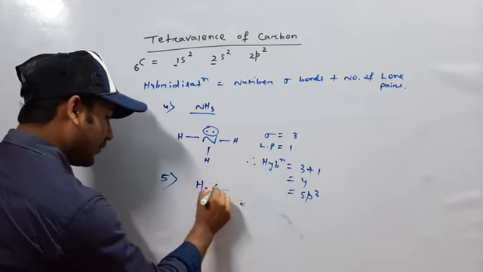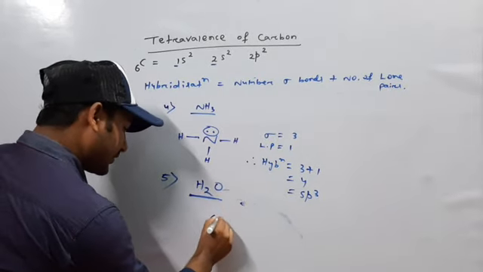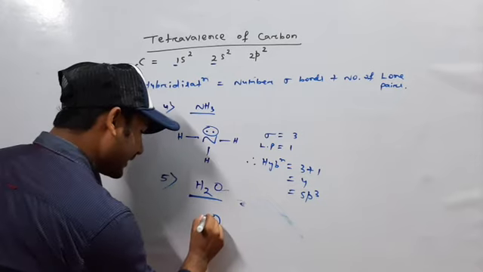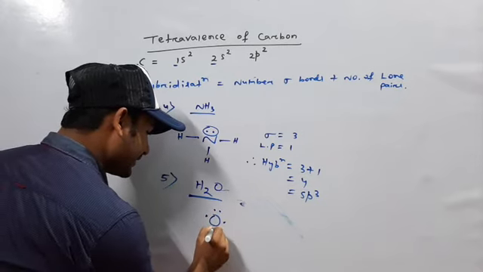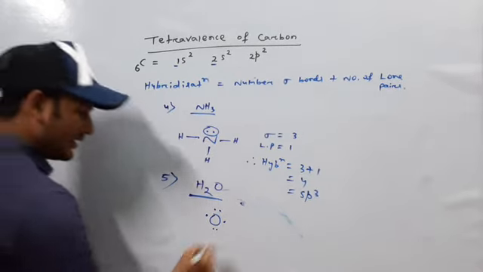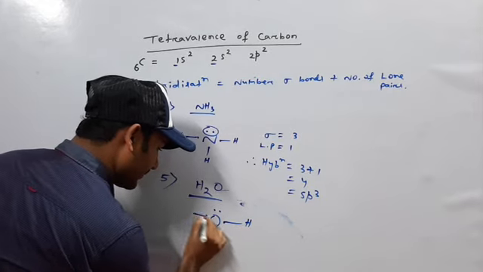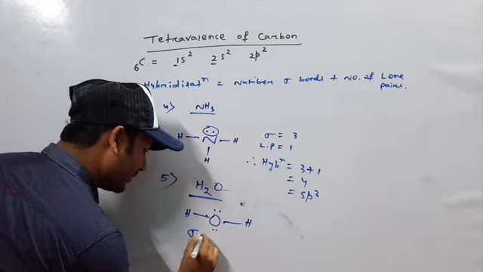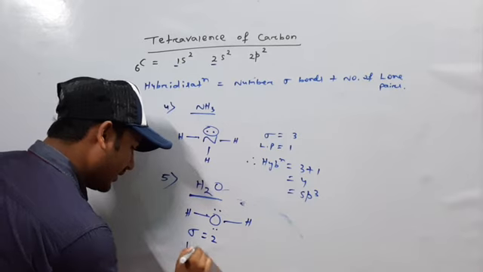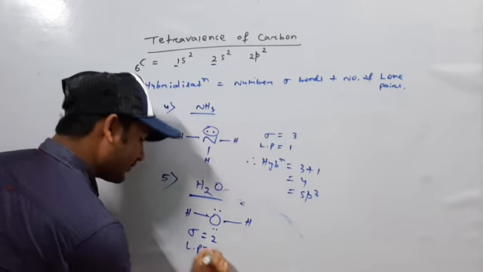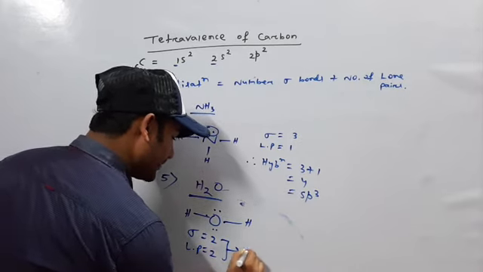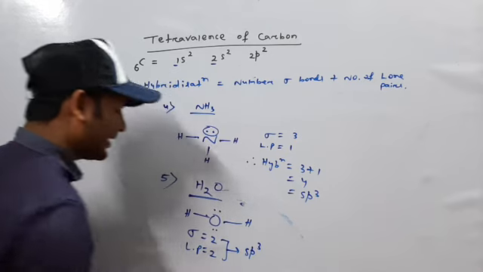Take another example, water. Oxygen has 6 electrons in its valence shell. Number of sigma bonds is 2. Number of lone pairs is also 2. So hybridization is also sp3.